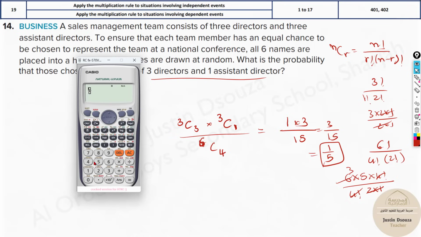You just use this and write 3 over here, 3C3 multiplied with 3C1, and you can write the same thing down. It is 6C, sorry, go down. 6C4 is by shift and division symbol, and the answer is 1 by 5. And if you want to know in terms of percent, you just multiply it by 100, it will be 20%.